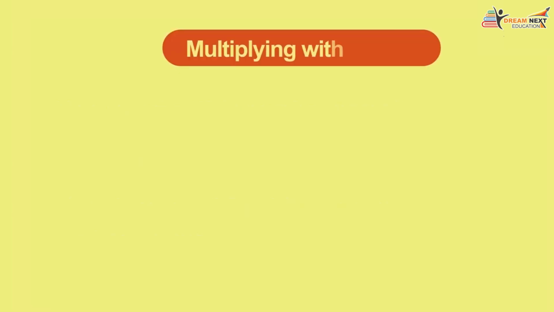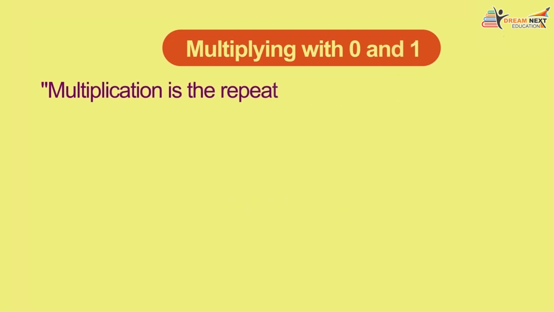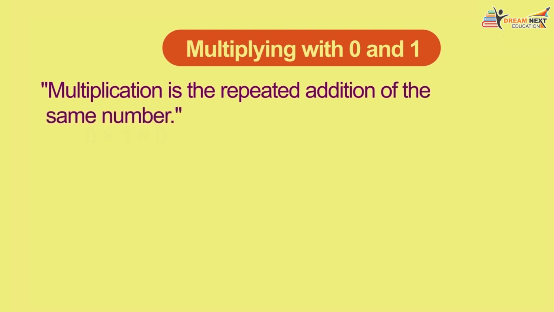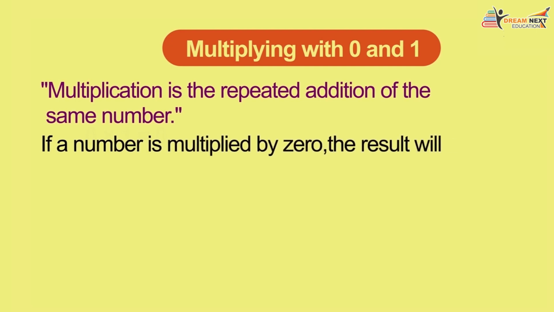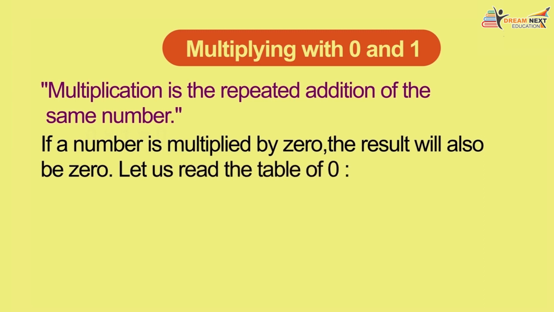Multiplying with 0 and 1. Multiplication is the repeated addition of the same number. If a number is multiplied by 0, the result will also be 0. Let us read the table of 0.